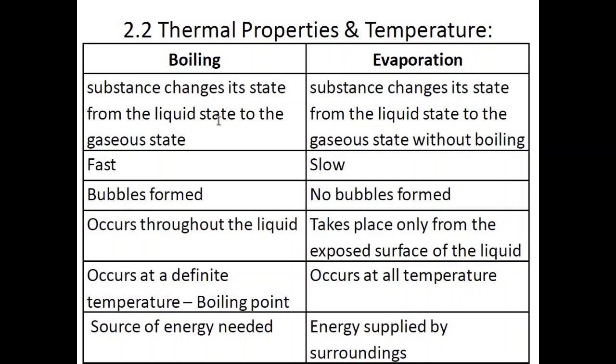So boiling versus evaporation, there are some key differences. Substance changes its state at the boiling point in boiling, whereas in evaporation it changes its state without reaching 100 degrees centigrade. Boiling is fast, whereas evaporation is slow. In boiling, bubbles are formed. In evaporation, no bubbles are formed. Boiling occurs throughout the liquid, whereas evaporation only occurs at the exposed surface, the top layer. Boiling occurs at a definite temperature, that is the boiling point, 100 degrees Celsius or whatever is the boiling point for a certain liquid, whereas evaporation can occur at any and every temperature.